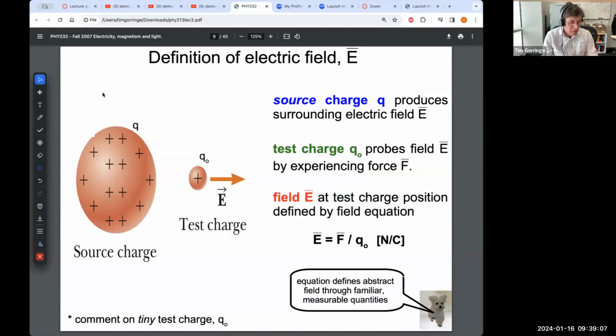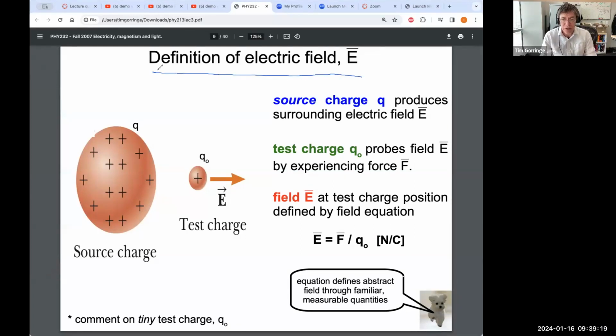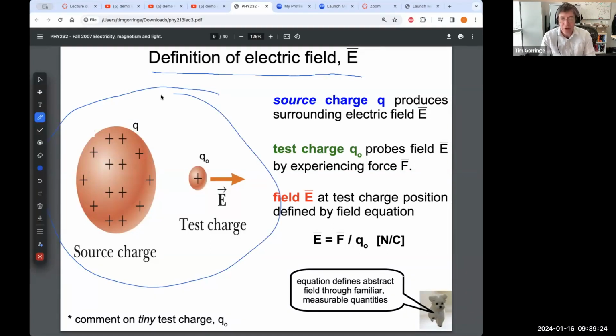Okay, so now let's define mathematically the electrical field. That's the purpose of this slide, to define the electrical field. Start by looking at this little sketch over here on the left-hand side. I've drawn two arrangements of charge. The one on the left, I've called the source charge. And the one on the right, I've called the test charge.